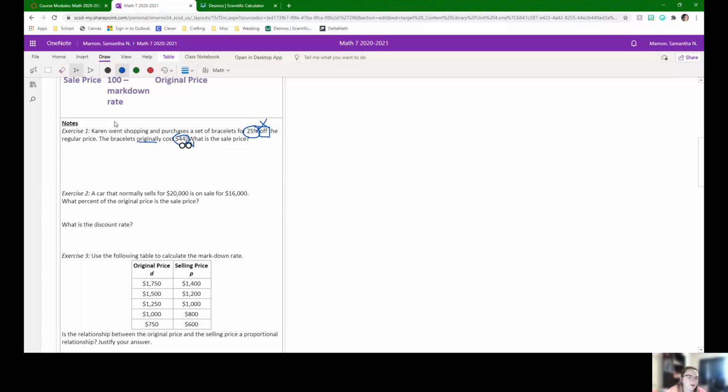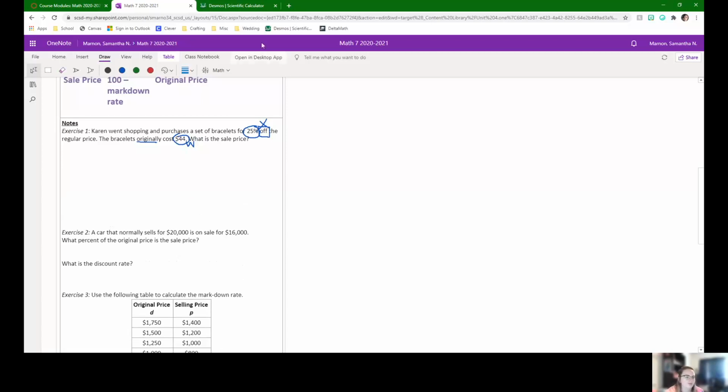So just like with markdowns, there are two ways we can do it. So I'm going to show you both ways. So we have path 1 and path 2. So let's do path 1 first. The first solution pathway, we're going to figure out what that markdown amount is and then subtract it. So we're going to set up quantity equals percent times whole.